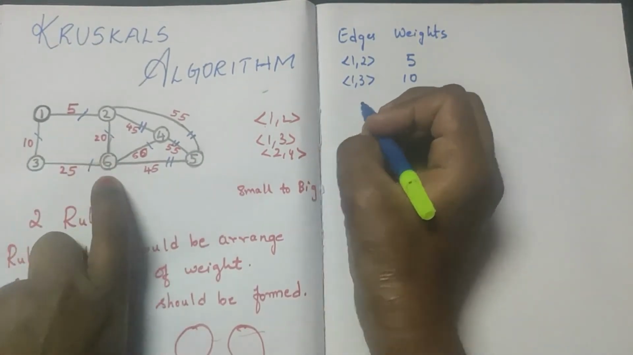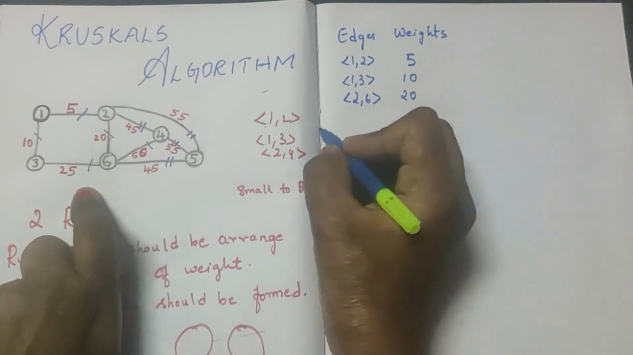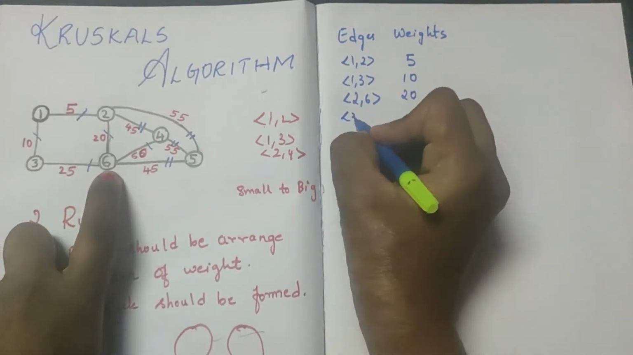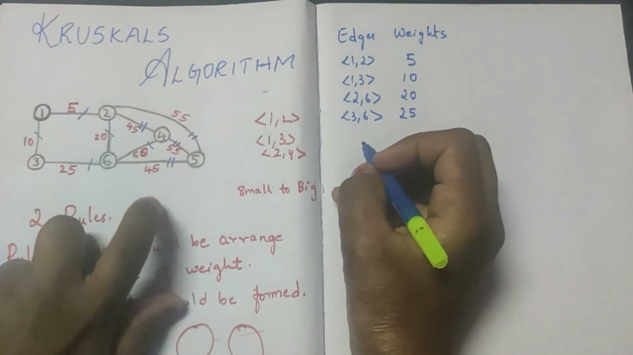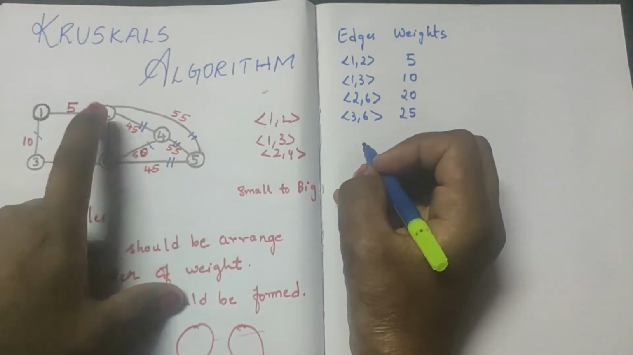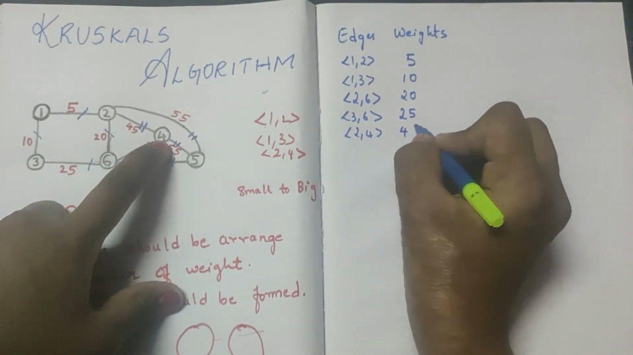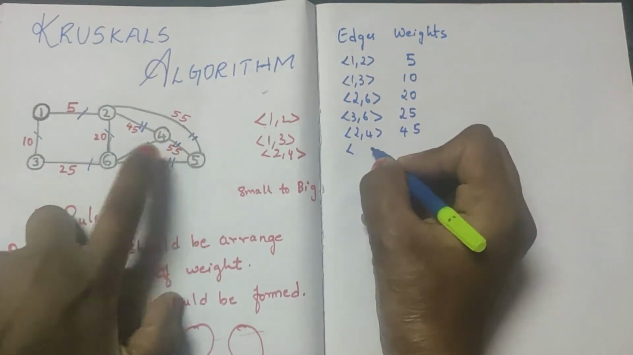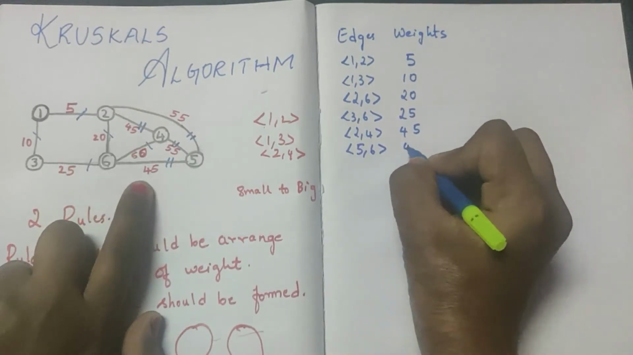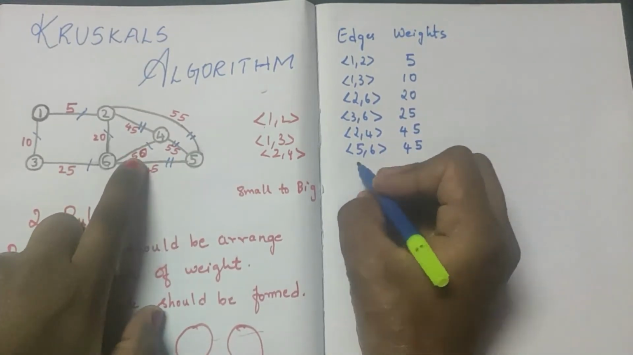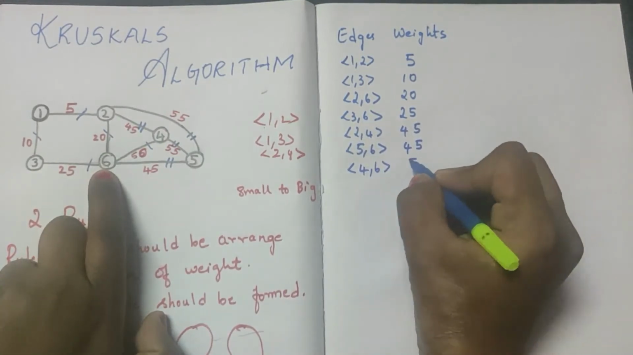Then comes 20. So edge 2, 6. It's 20. Then edge 3 to 6. It's 25. Then comes 45. So there are two places with 45. So first I'll take the lowest one, 2, 4, 45, and then 5 to 6 or 6 to 5, you can do. So I'll take 5 to 6, it's 45. And then next is 50, that is 4, 6, 50.